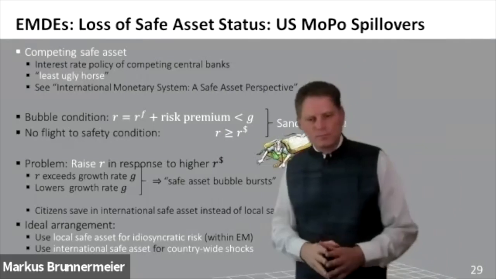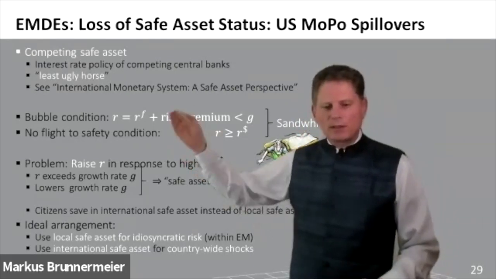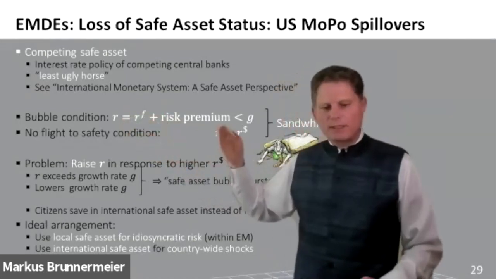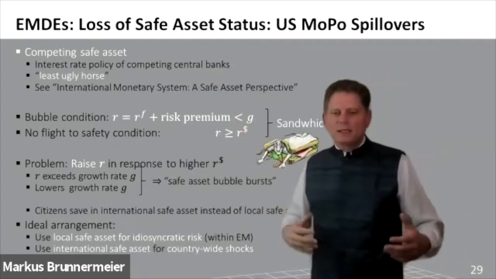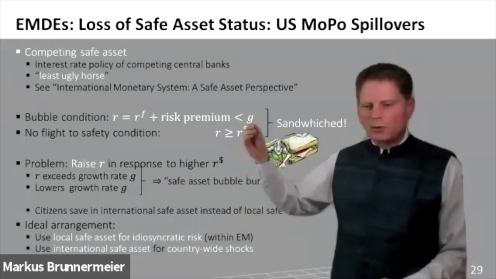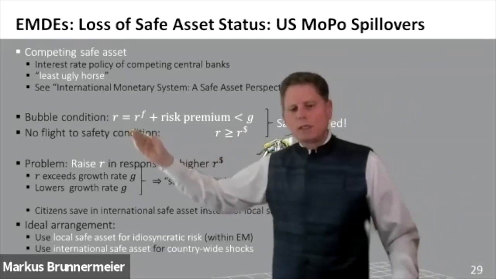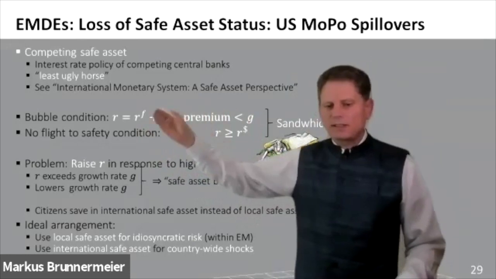Now, if the risk premium goes up because you might lose the safe asset status, it might be self-fulfilling. You might not be able to keep it below G anymore. But it could also be that the US is raising the interest rate, so the US dollar interest rate is going up, and then you're sandwiched as well. So the only thing you can do is raise your interest rate as well, in order to still satisfy these two equations.